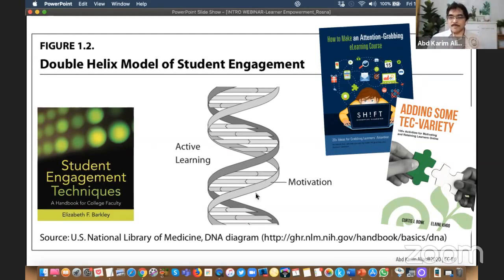Another book is by Curtis J. Bong and Elaine Koo. Curtis Bong is a well-known, prominent name in e-learning for a long time. He's very generous, together with Elaine Koo, to share the whole book, adding some tech variety. Tech variety is actually an acronym, but basically in this book, you will find 100 plus activities for motivating and retaining learners online. If you go through this book, you can pick and choose any learning activities that would engage the students in your e-learning course and retain their attention. Okay, so those are the things.